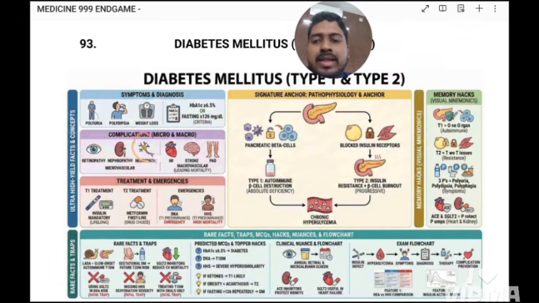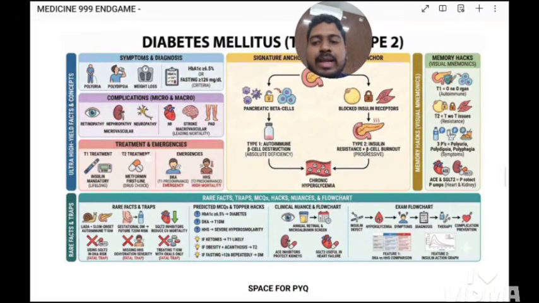Now, what are the long-term complications? Neuropathy, nephropathy, retinopathy, MI, stroke, peripheral vascular disease, everything I have told you. Now, insulin is mandatory in type 1. In type 2, we give metformin as the first choice, and we'll give some sulfonylurea or some insulin-secreting therapy. So, in emergencies, what is that?